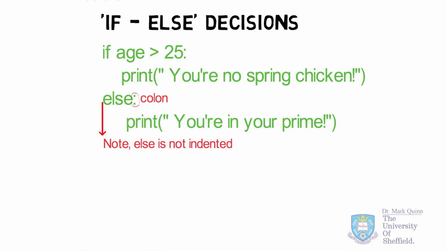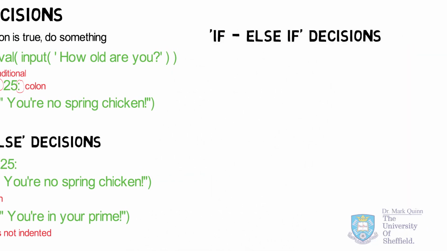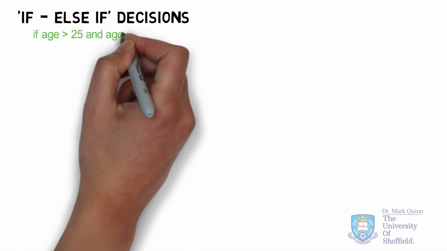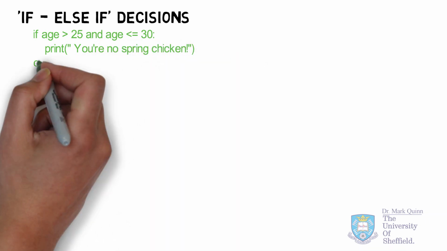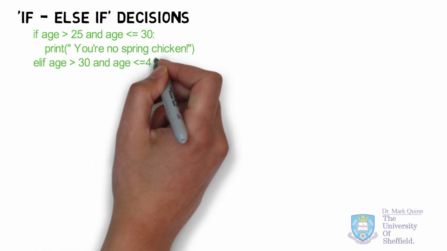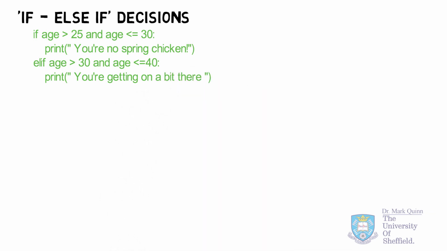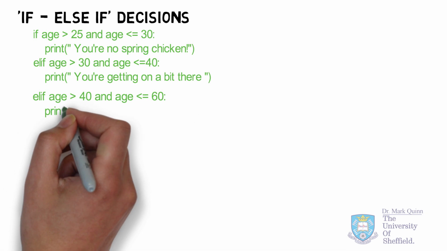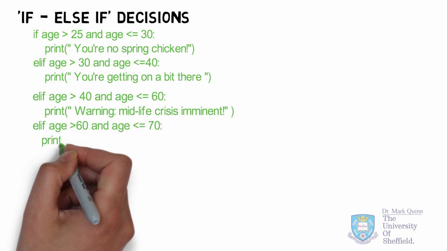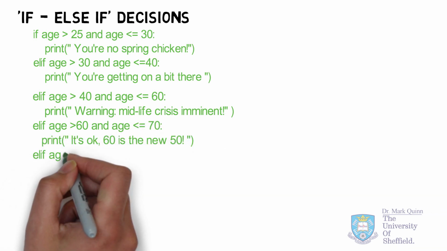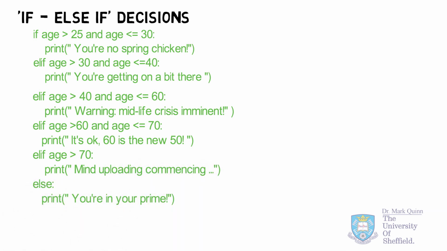We can build even more complexity into these decisions by adding else if. For example, we can specify an age bracket between 25 and 30 using the AND operator. Else if age is between 30 and 40, we can print something else. And again, we can keep adding more and more else if lines to specify different conditions, such as between 40 and 60, 60 and 70, and beyond 70. The final else line is our default line.